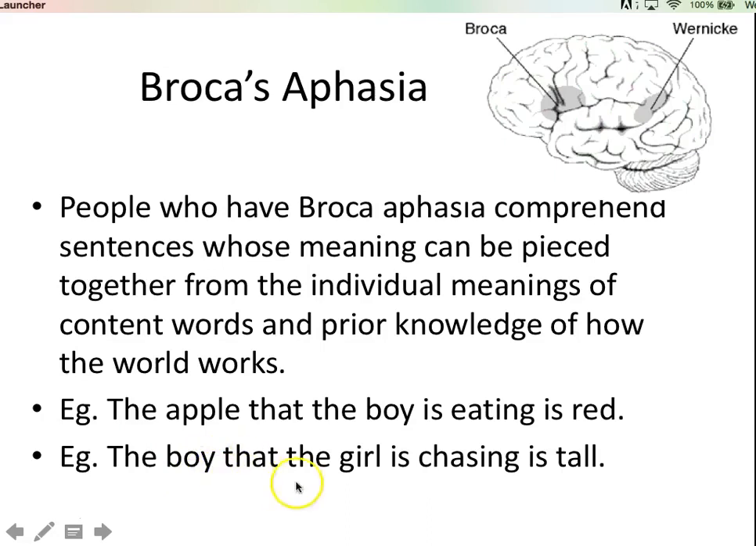This sentence, however, they can't understand. The boy that the girl is chasing is tall. Okay. So in this case, they don't know who is chasing who, and they can't tell who is tall. So they'll have a hard time with that because either one can chase the other, and either individual could be tall. So again, they don't have enough context clues to understand this sentence. And again, with Broca's aphasia, they'll have a hard time actually pronouncing the words, and the deficit will depend on the extent of the damage.